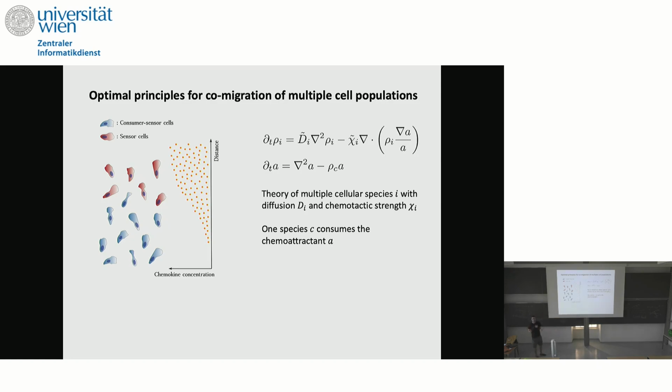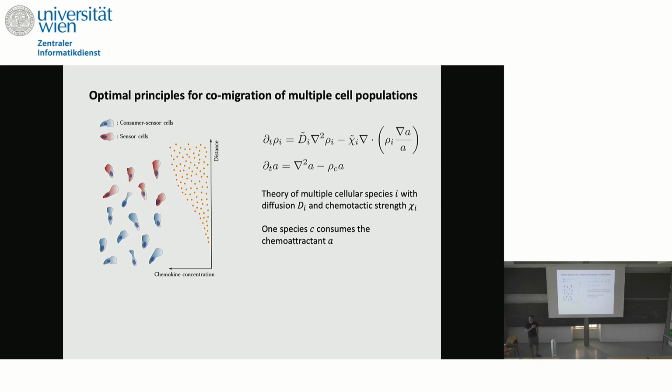And the reason why the interaction is non-symmetric is that if you look at the equation for the diffusible field A, the field diffuses, but it's eaten up only by one of the cell types. So that's what creates the asymmetry in the problem. Of course, all of the cells can have different diffusion coefficients and different chemotactic coefficients, but only one of them can degrade the gradient.